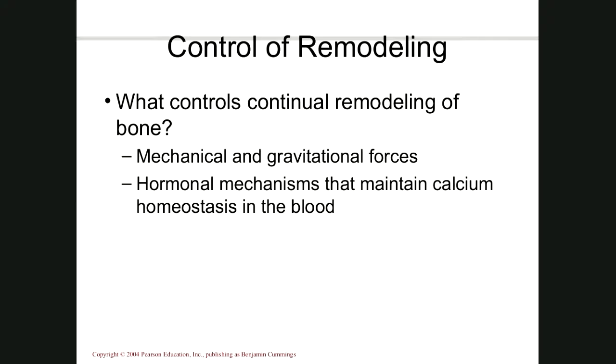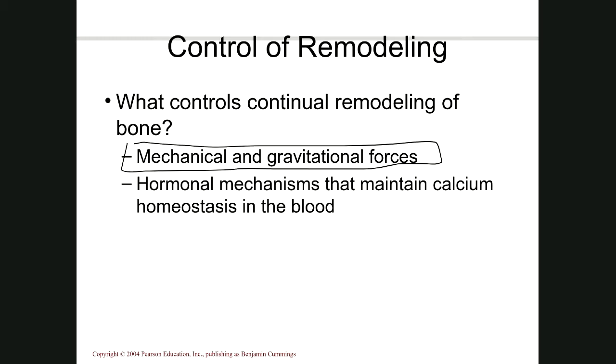So we just finished talking about one thing that can control remodeling, and that is mechanical and gravitational forces. Remember, the little thing I told you to remember is if you stress a bone, it will grow. Anytime you apply more stress, you're going to get more growth, and anytime you remove the stress, the bone is going to stop growing or even shrink.